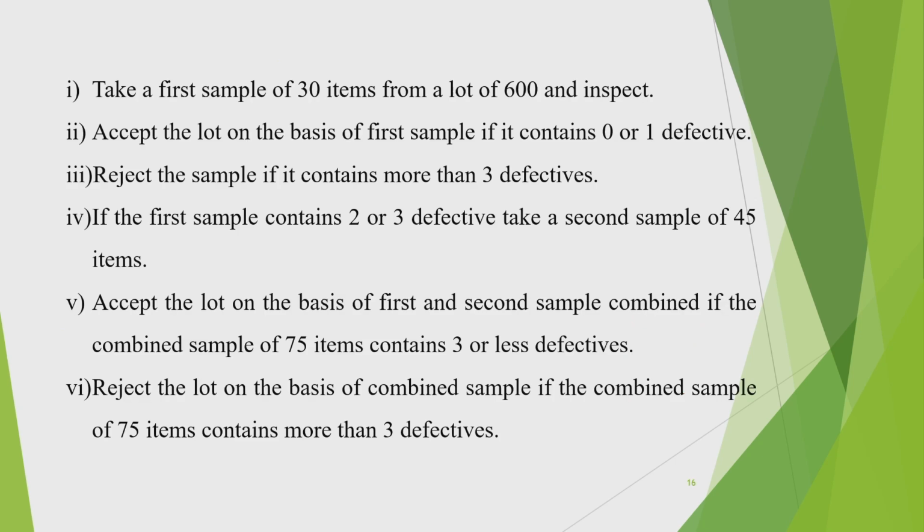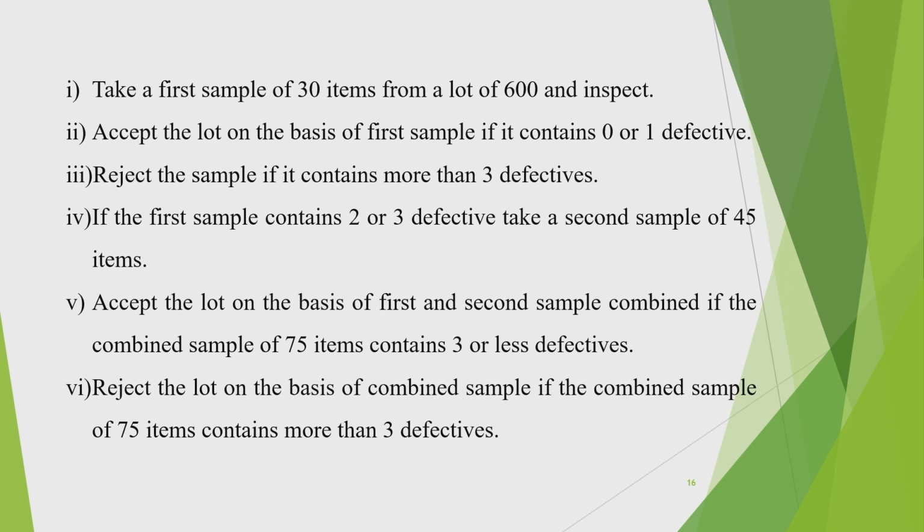So take a first sample of 30 items from a lot of 600 and inspect. Accept the lot on the basis of the first sample if it contains 0 or 1 defective, then no problem, you pass the lot. Reject the lot if it contains more than 3 defectives, naturally, because there is no need to go for the second one. But if the first sample contains 2 or 3 defectives, take a second sample of 45 items. Accept the lot on the basis of the first and second sample combined.